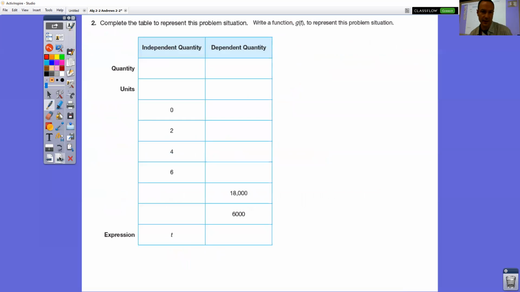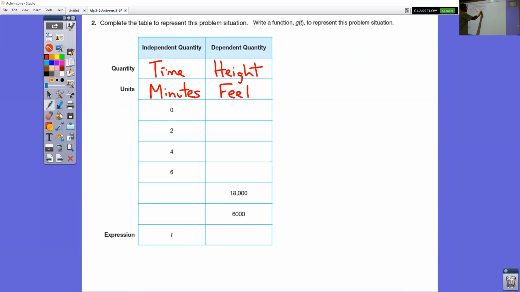So let's take a look at what this would really look like. If we're filling out our table here, the independent quantity, remember, is always your time. So that's what we're looking at here. This is your time. How are we measuring the time? More specifically, we're measuring the time in minutes. When we take a look at the dependent quantity, we're measuring the height of the airplane. And how are we measuring that? More specifically, in feet. Remember that the quantity is more generic. The units are more specific.